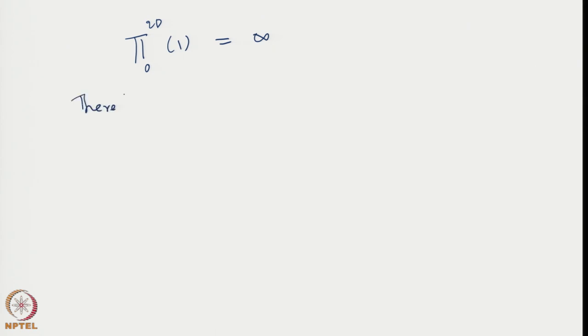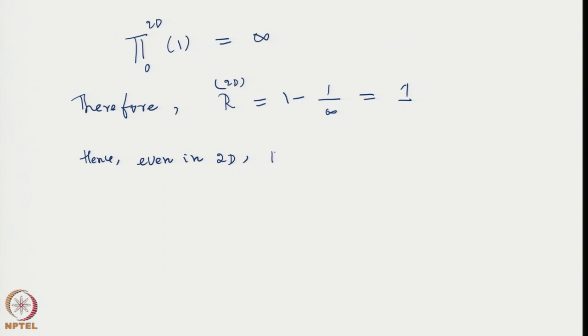Therefore, the return probability R 2D equals 1 minus 1 by infinity, equal to 1. Hence, even in 2D, the random walker definitely returns to the origin.